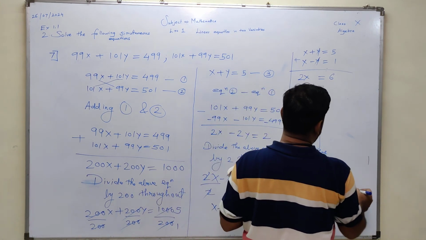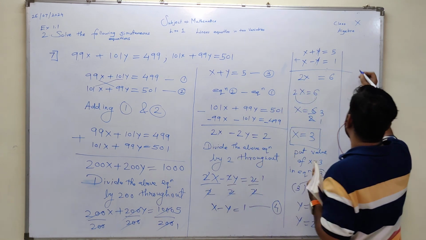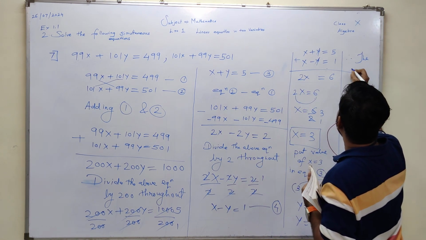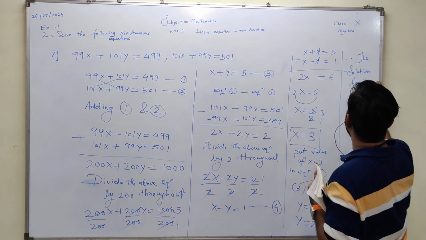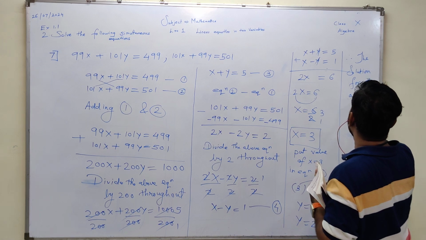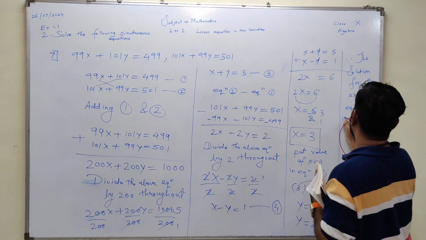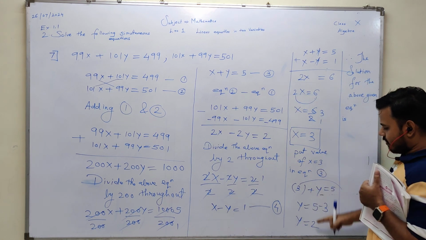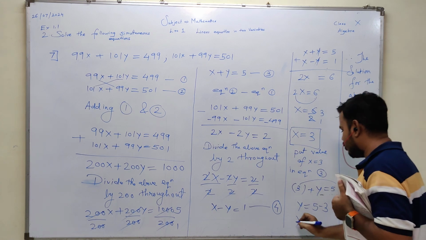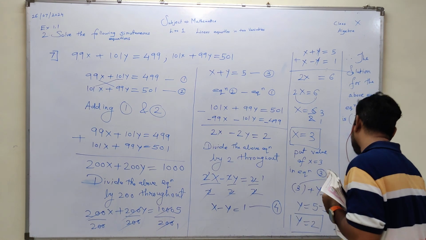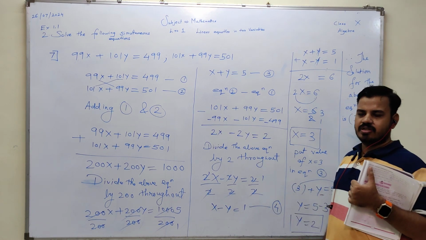So we are having our solution as, therefore the solution for the above given equation is x comma y, so 3 comma 2. x comma y. So the value of x is 3 and the value of y is 2. 3 comma 2. So this is our solution.